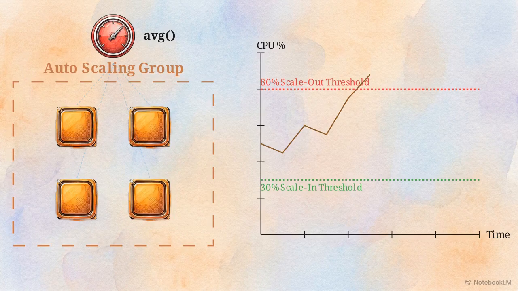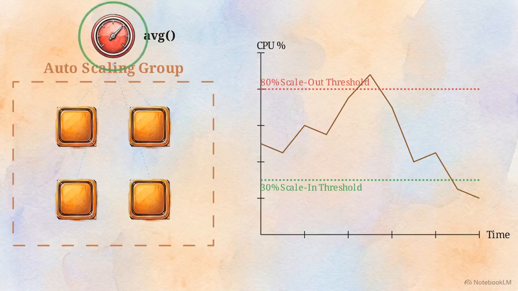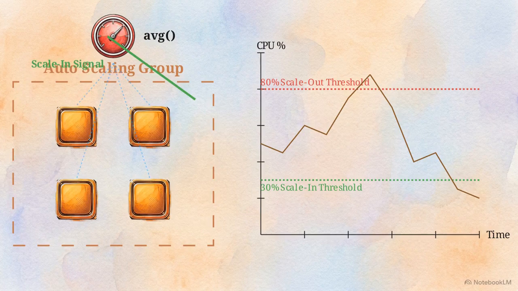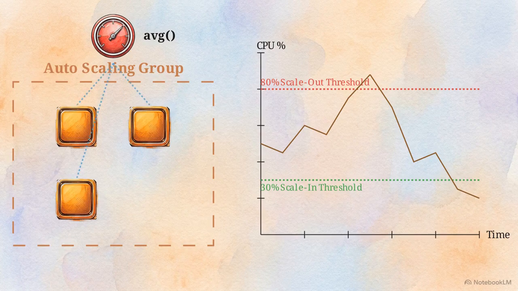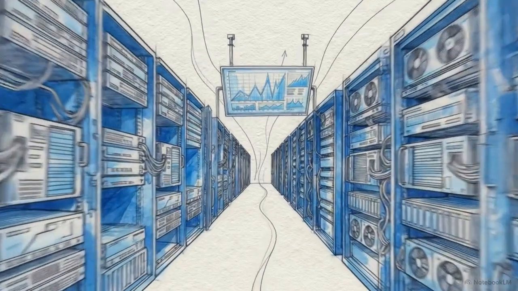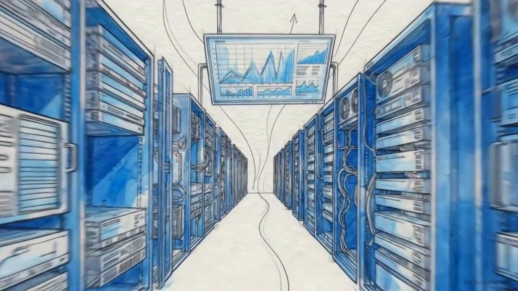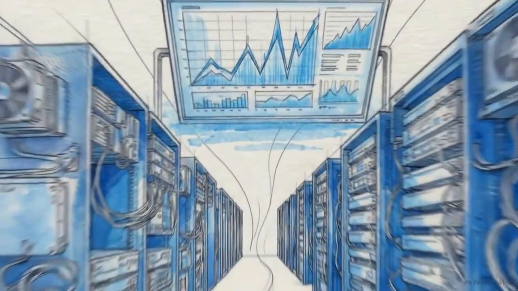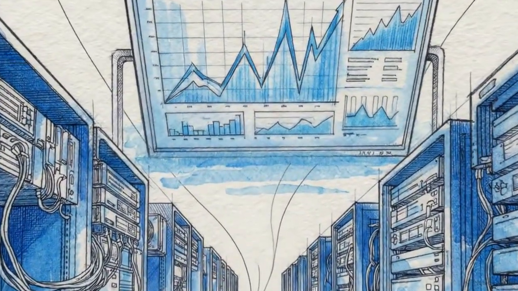To optimize the compute budget, we implement a corresponding scale-in policy. If the average CPU utilization drops below 30%, it signals that we have idle capacity. The auto-scaling group then terminates the redundant nodes in a controlled sequence, ensuring we pay only for the compute power required at that moment. This closed-loop system allows the compute tier to track the curve of incoming traffic, balancing application performance with strict cost efficiency.